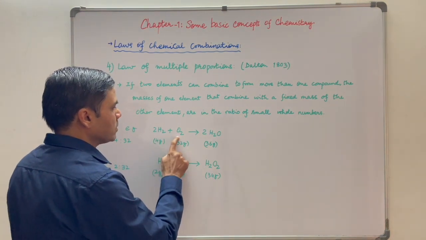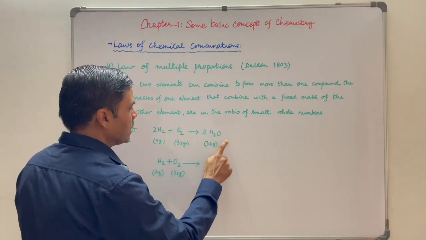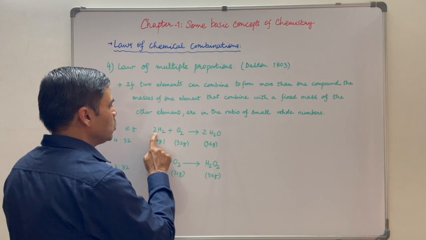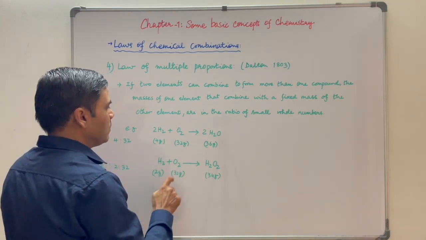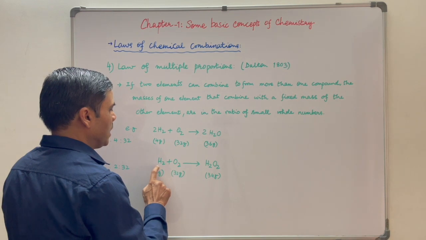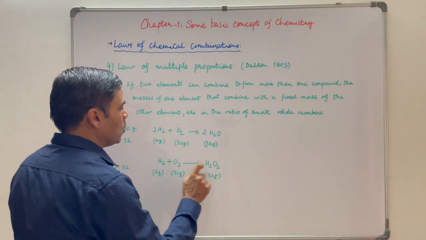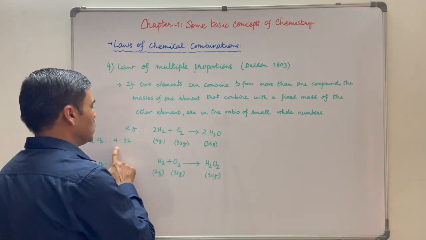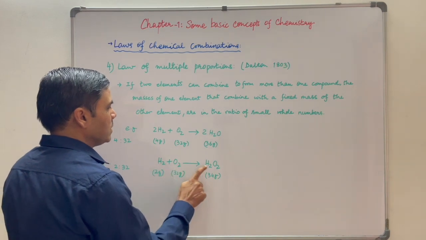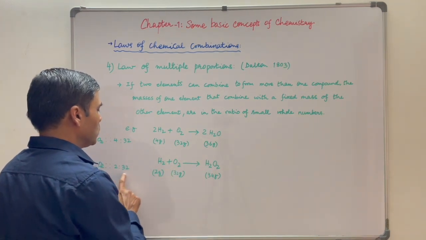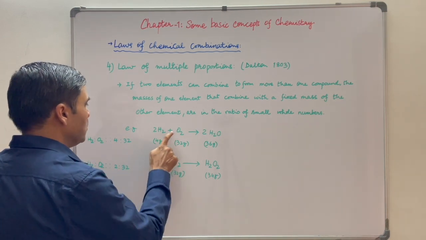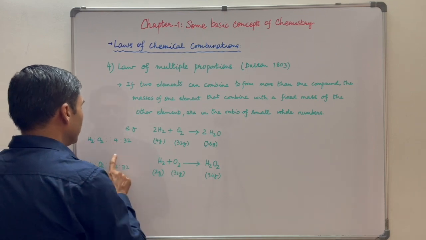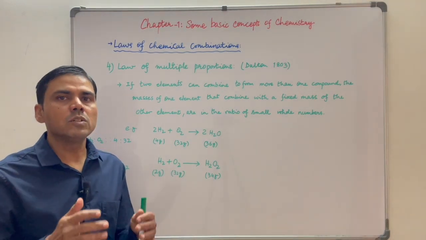Suppose hydrogen and oxygen combine to make two compounds, water and hydrogen peroxide. When they form water, the chemical reaction will be 2H2 plus O2 makes 2H2O, and when they make hydrogen peroxide, the chemical reaction will be H2 plus O2 makes H2O2. Ratio of hydrogen and oxygen in water will be 4 is to 32, and ratio of hydrogen and oxygen in H2O2 will be 2 is to 32. Now fix the mass of oxygen in both the compounds. That is already fixed here. So the ratio of hydrogen will be 4 is to 2 in the two compounds, that is 2 is to 1, which is a simple ratio.